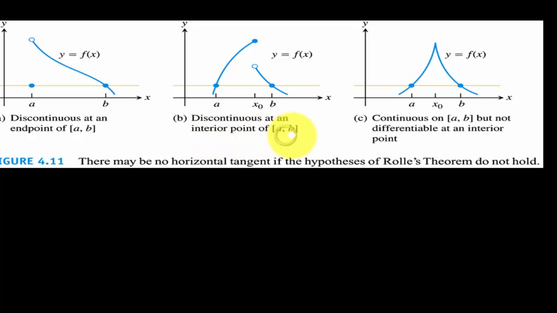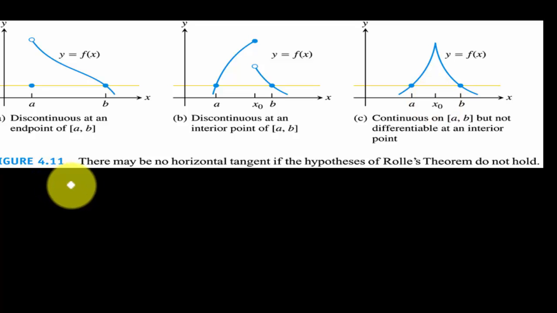Here, again, it's discontinuous at an interior point, so even if you satisfy that part, because it's discontinuous, there's a problem again. Now here, what about this one? It is continuous, but what is the condition that's not satisfied? It's not differentiable at x0 because the line tangent to the curve is vertical. So you won't satisfy the conclusion of Rolle's theorem in any of these three because the conditions are not satisfied.